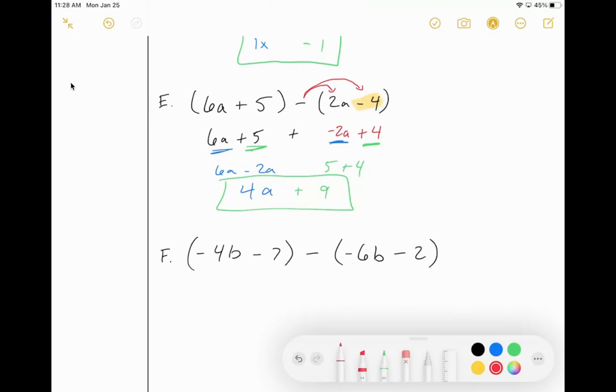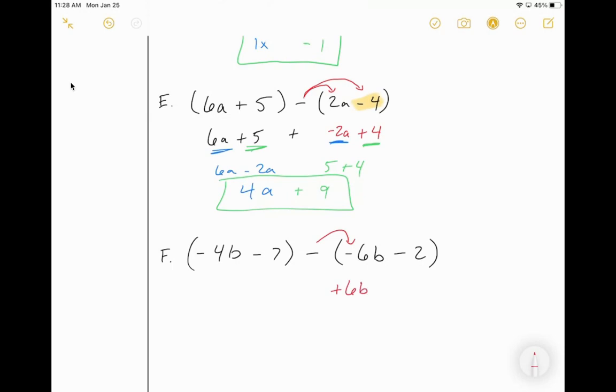Okay, here we go. Let's do the hard part first. Again, this negative 6b becomes a positive 6b. And again, this minus 2 becomes plus 2. Yeah? So maybe in some ways the negative ones are easier, because it changes things to positive, and that makes things nice and easy for us.